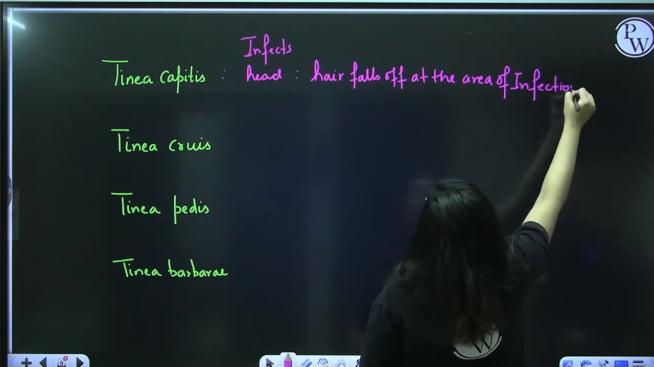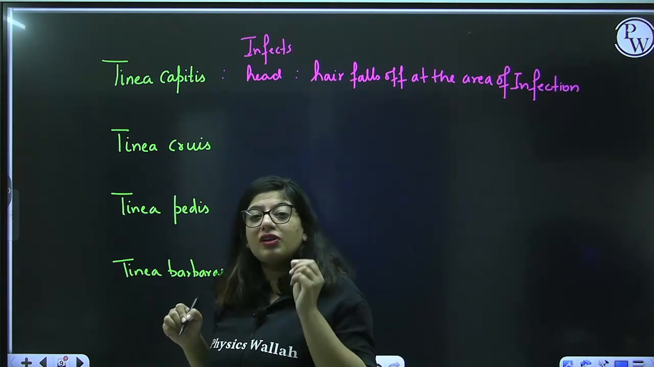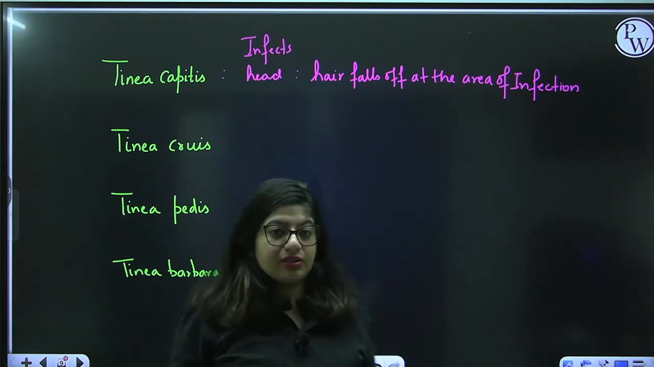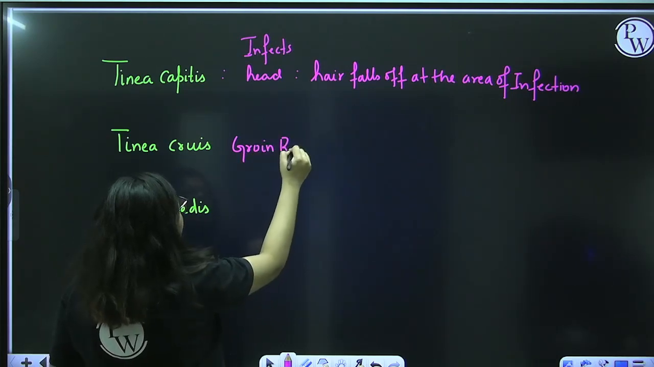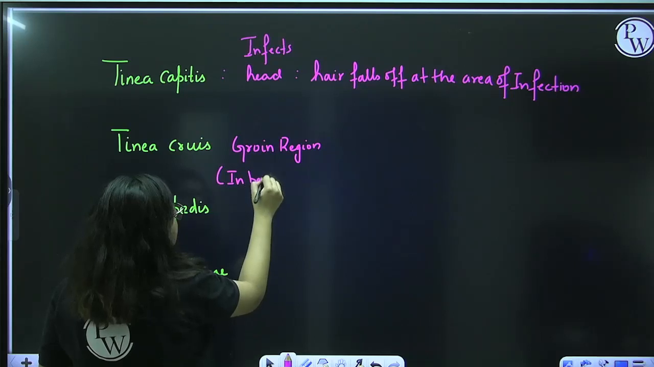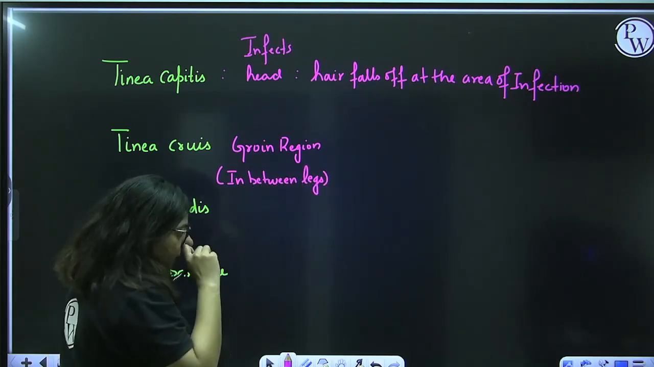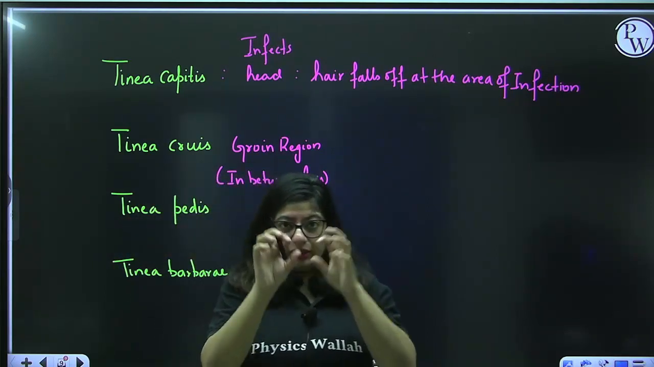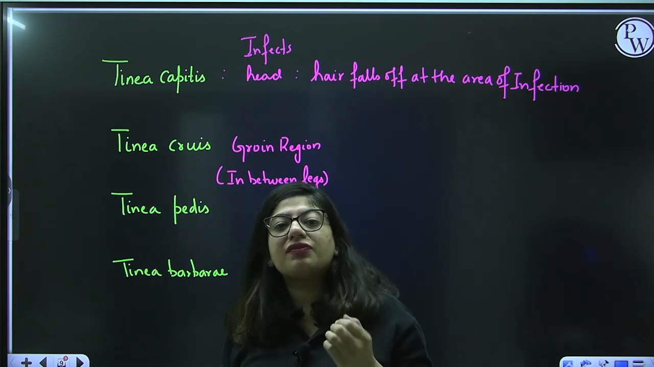Okay, now if a person is having tinea cruris, it will always infect the genitals, the groin region. Which region? Groin region. That means the region in between the legs. So what happens in this one? It will start from the region in between the legs and spread towards the thighs.